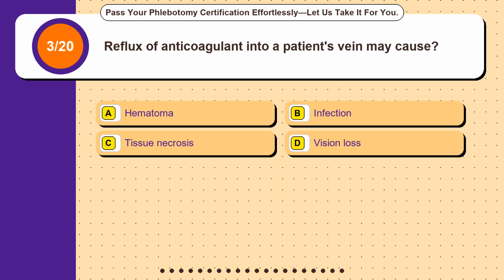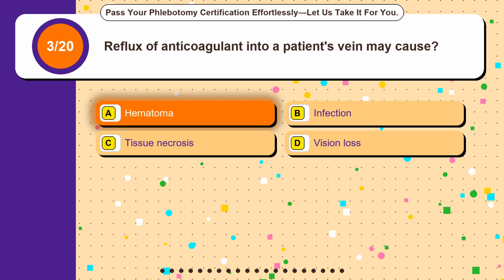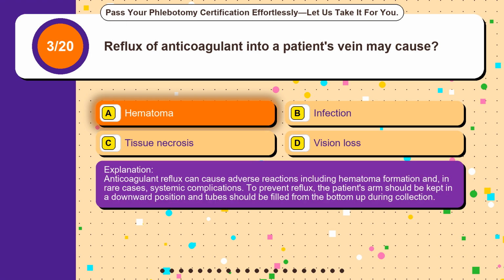Question 3. Reflux of anticoagulant into a patient's vein may cause: option A, hematoma; option B, infection; option C, tissue necrosis; option D, vision loss. The correct answer is option A, hematoma. Anticoagulant reflux can cause adverse reactions including hematoma formation and, in rare cases, systemic complications.